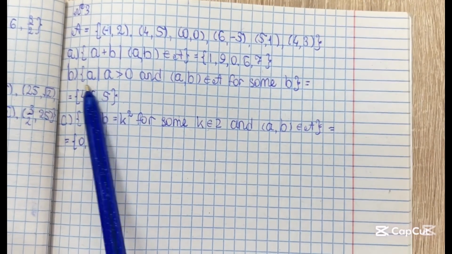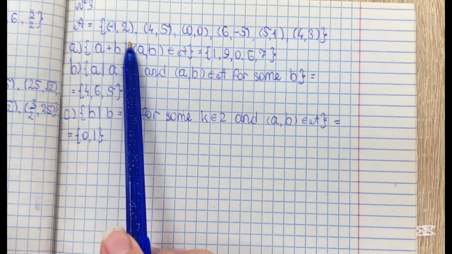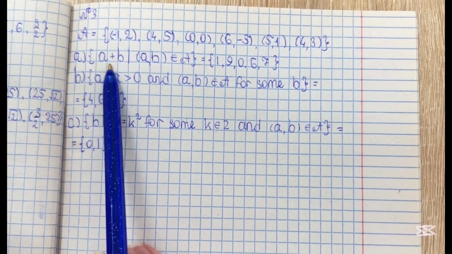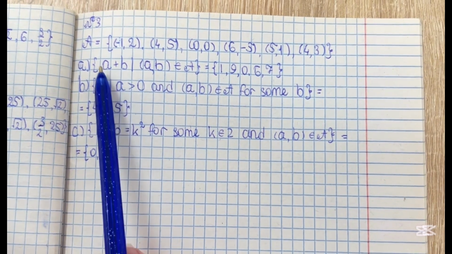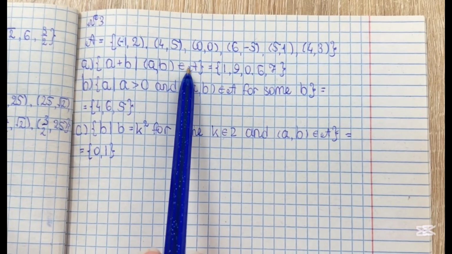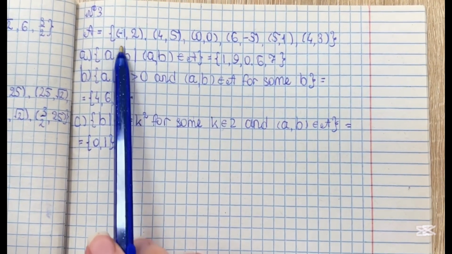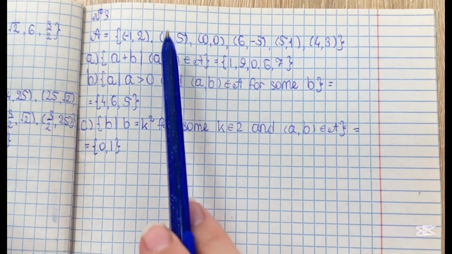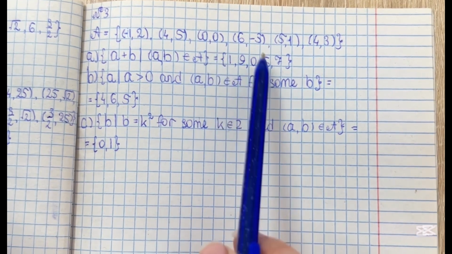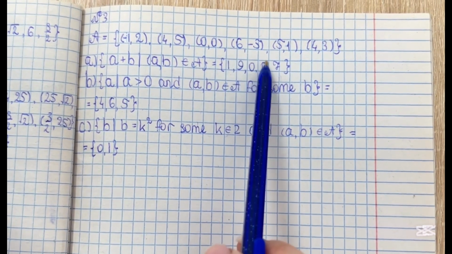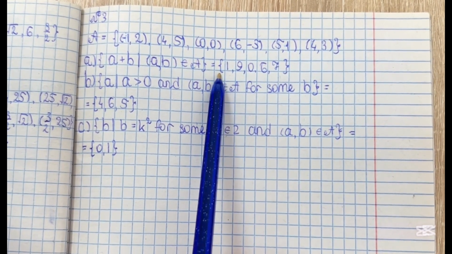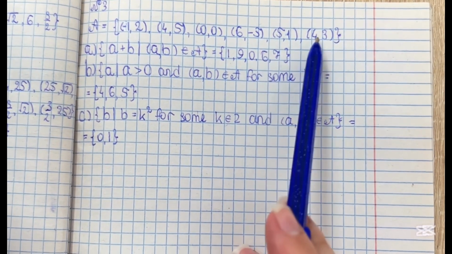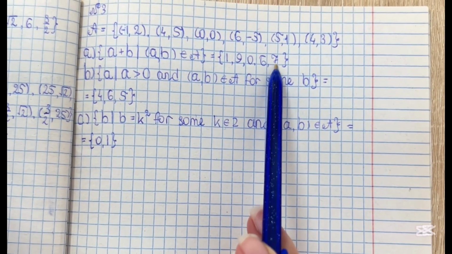So in the first task, we are given a set A containing 6 pairs of elements, a and b, and in the A part, we should write a set of sums of the elements a and b, where all pairs are contained in set A. So basically, we just do -1 plus 2 is 1, 4 plus 5 is 9, 0 plus 0 is 0, 6 minus 5 is 1, but we already have this element, so I won't write it a second time. 5 plus 1 is 6, and 4 plus 3 is 7.